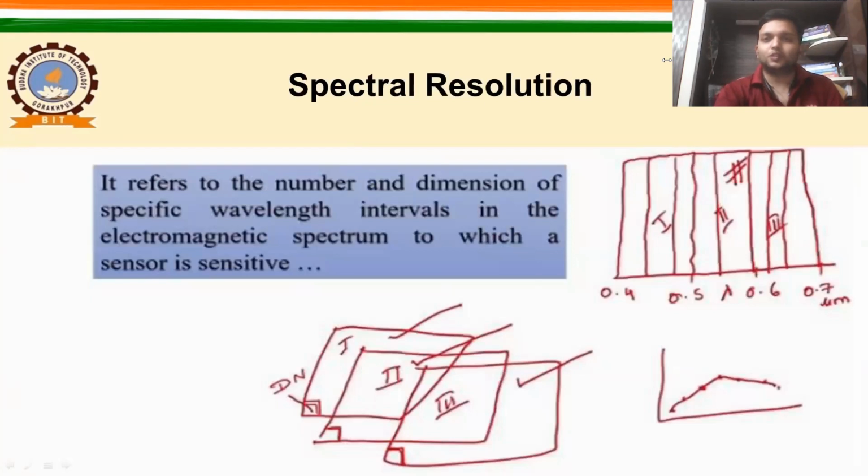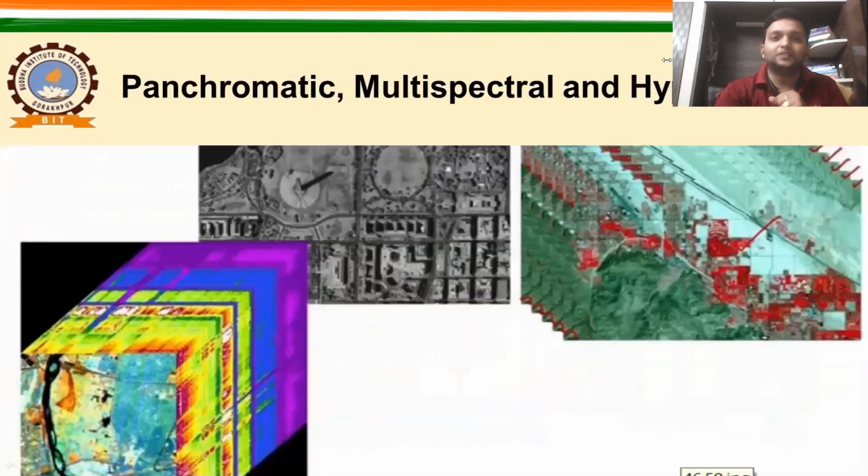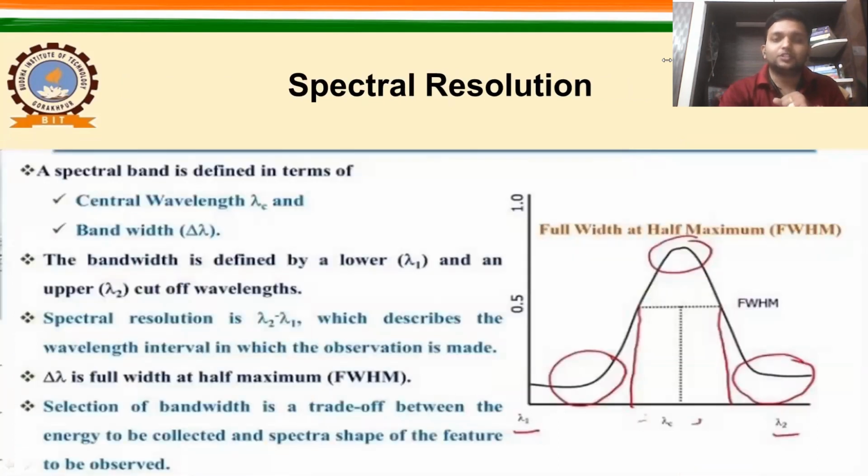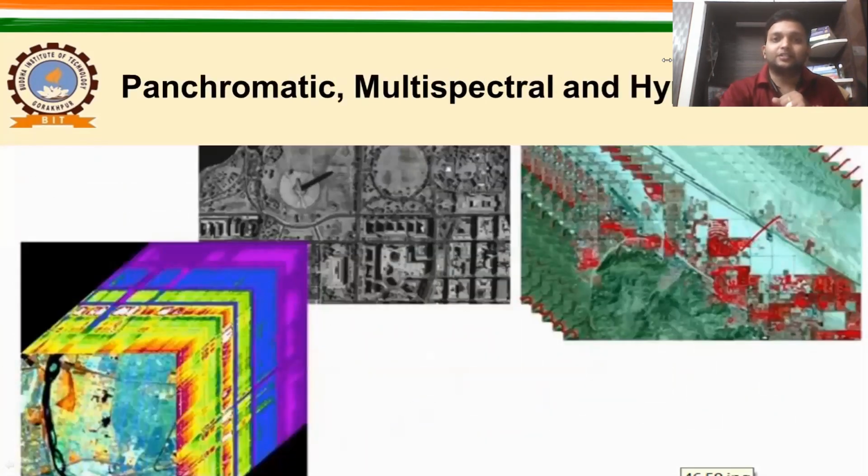So this was your spectral resolution, which refers to the number and dimension of the specific wavelength intervals in the electromagnetic spectrum to which a sensor is sensitive. Now, after spectral resolution, the next resolution is about panchromatic, multispectral and hyperspectral, which we have to talk about in this video.